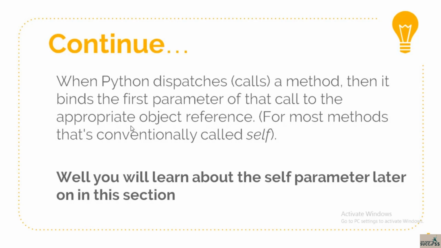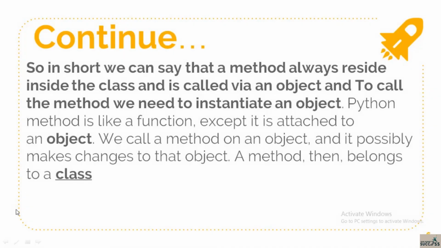When Python dispatches a method, it binds the first parameter of that call to the appropriate object reference, which is self. You will learn about the self parameter later on in this section. So in short, we can say that a method always resides inside the class and is called via an object, and to call the method, we need to instantiate an object.